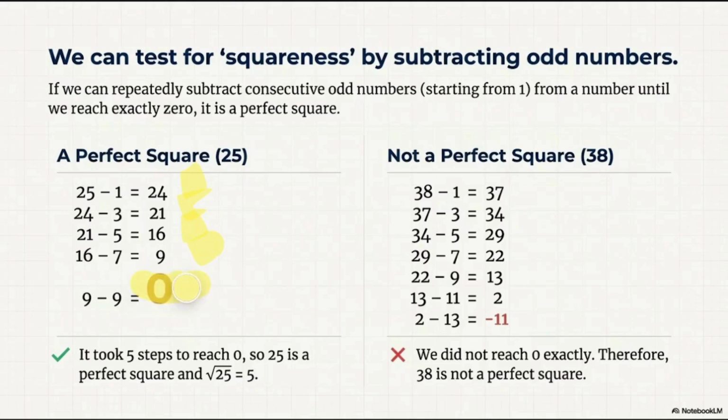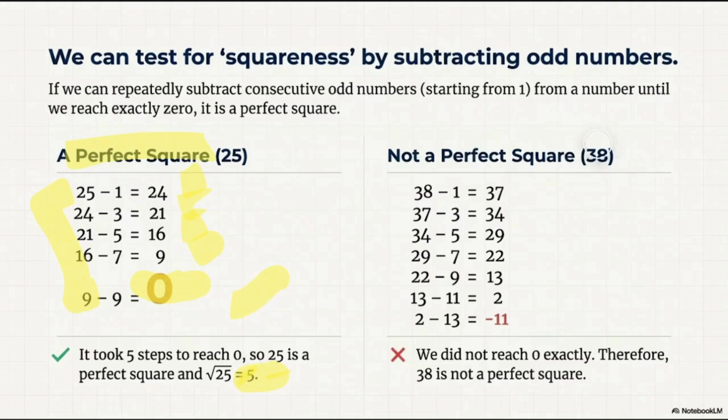It means if you are getting 0 at last, the number is a perfect square number. Okay. And then how many steps it took, that will define its square root. This is called the square root. 5. So as we can see here, 5 numbers. So this is the square root, 5.